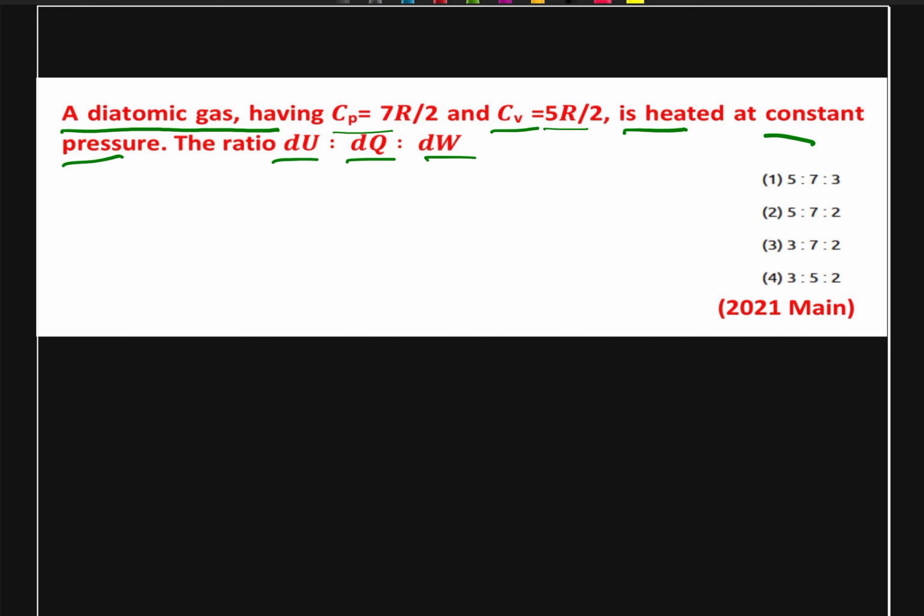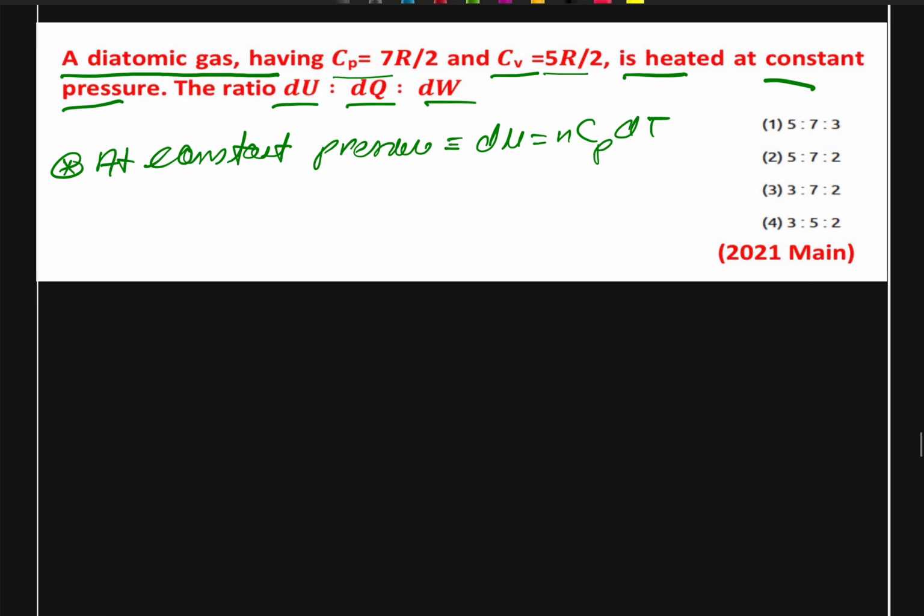So we know that at constant pressure, our dQ will be equal to n Cp dT. Cp is given to us, so we can write dQ equal to n times 7R/2 times dT. n and R will be common for both.